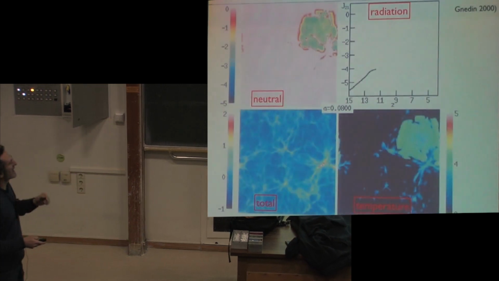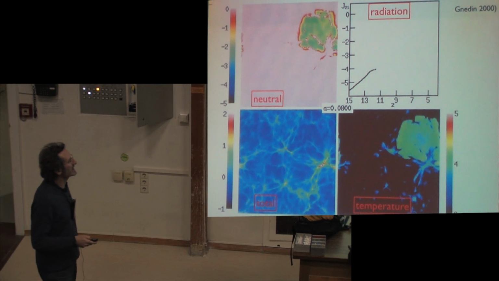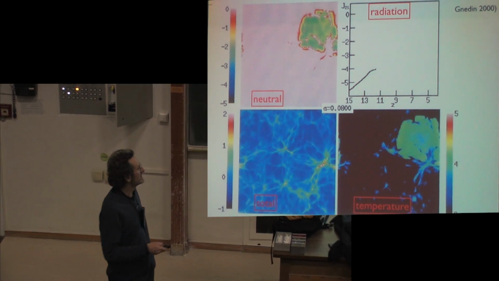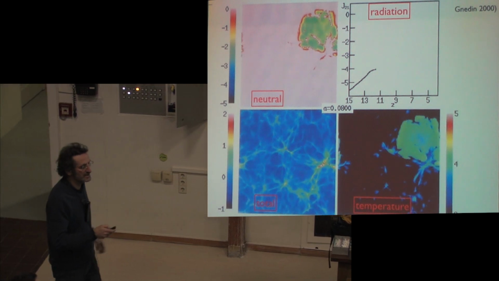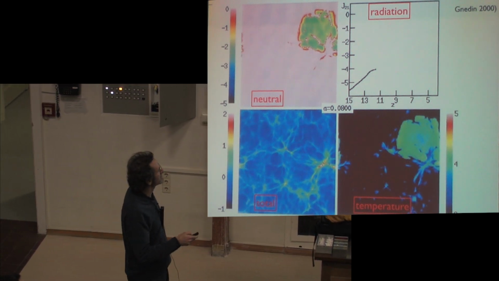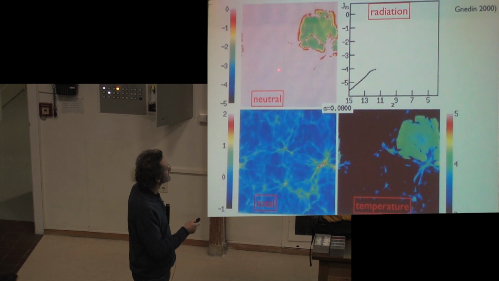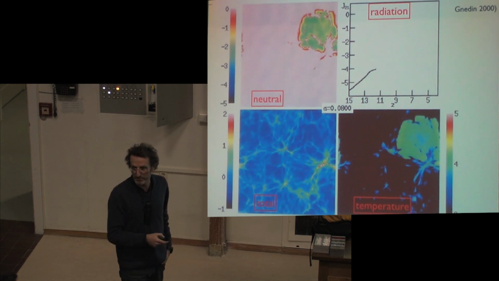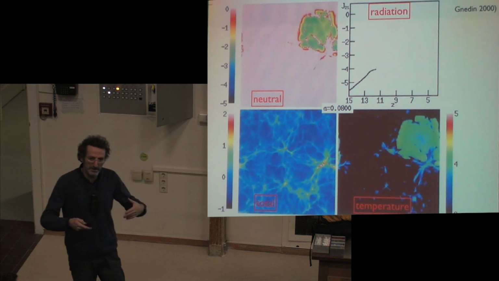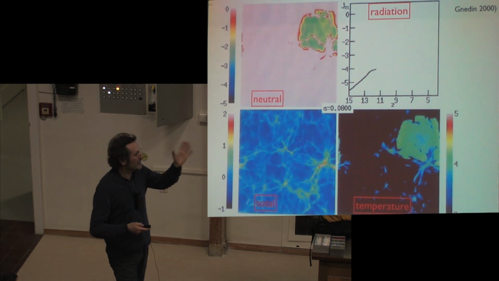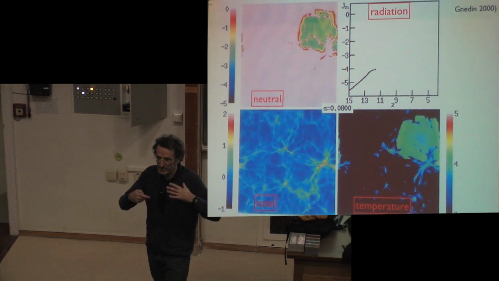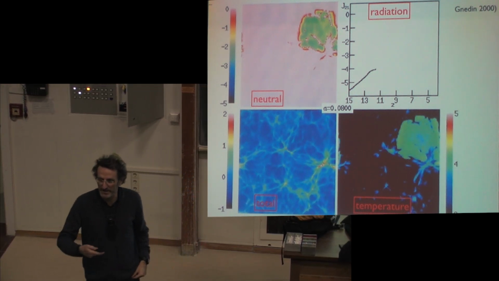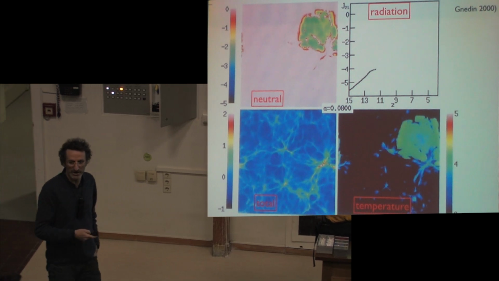This is again a simulation by Gnedin 2000. We show different properties of the different quantities in the volume of the universe. This is the neutral gas density, this is the total density, temperature, and this is the radiation background. Now, things are much more sophisticated than this, but I think it's nice to show this because it's one of the first attempts at doing this kind of thing in a simulation.